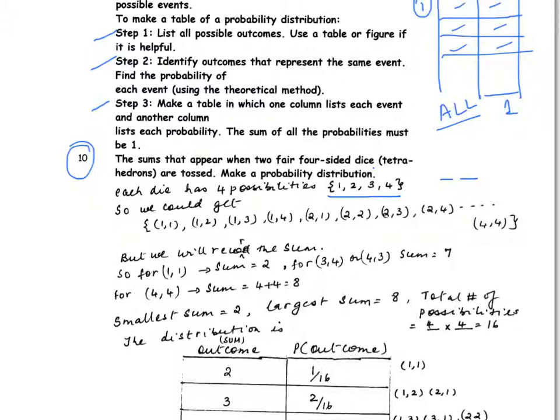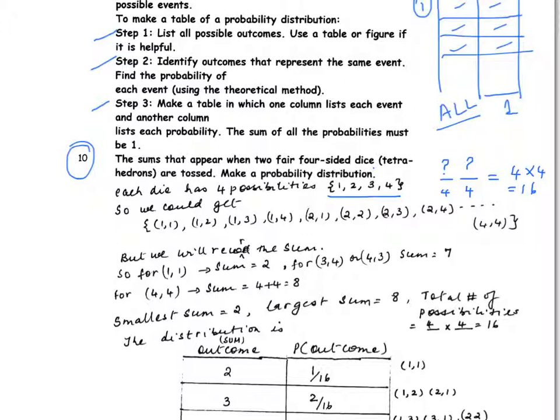So if we had to list all the possibilities when we toss 2 dice, each is 4-sided, so the first blank can be filled in 4 different ways, the second blank can be filled in 4 different ways. The total number of possibilities is 4 times 4 equals 16. So if we have to list all the outcomes, we can be sure there are 16 possible outcomes.